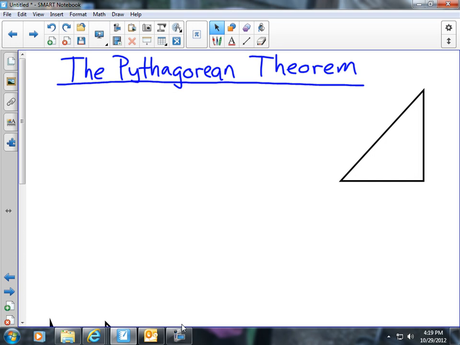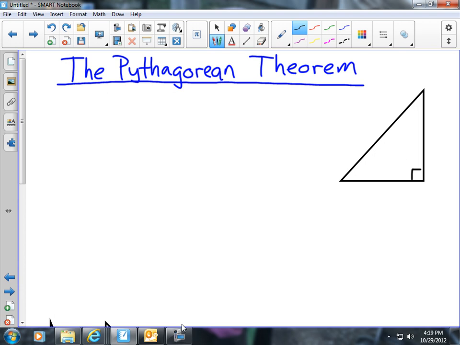And first of all, you can tell that a triangle is right usually if it has a little square over here. That little square that you see in its corner indicates that the triangle has a right angle. And that means it's 90 degrees here, and then the other two angles would add up to 90 degrees.